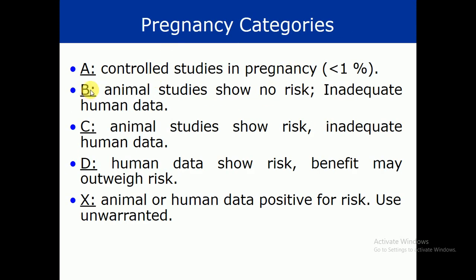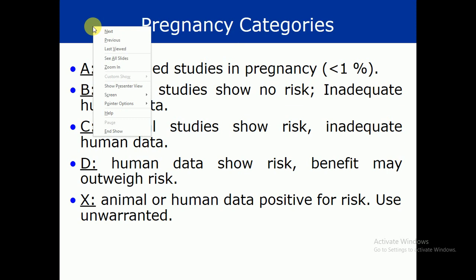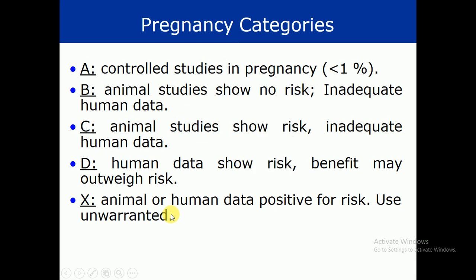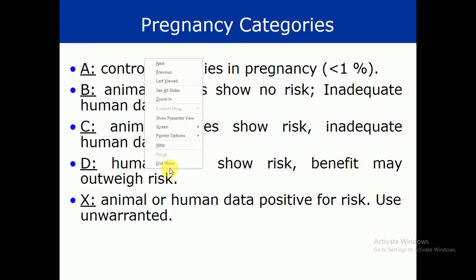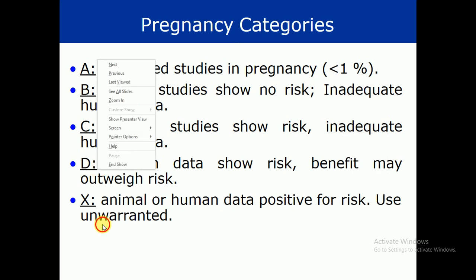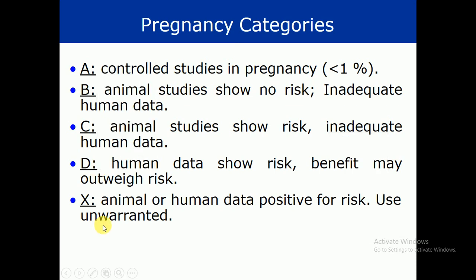These are the pregnancy categories: category A, B, C, D, X. There are 5 categories. Category A is controlled studies in pregnancy showing no risk. In category B, animal studies have shown no risk and there is inadequate human data. In category C, animal studies show risk and there is inadequate human data. In category D, human data show risk, but benefit may outweigh risk, while category X is animal or human data positive for risk, so use is unwanted.